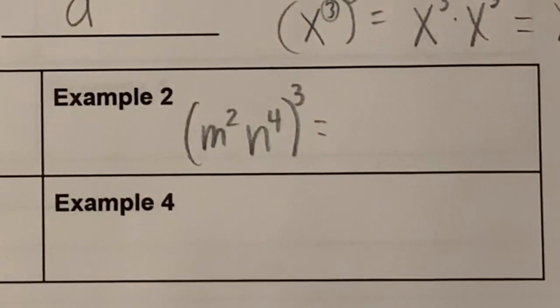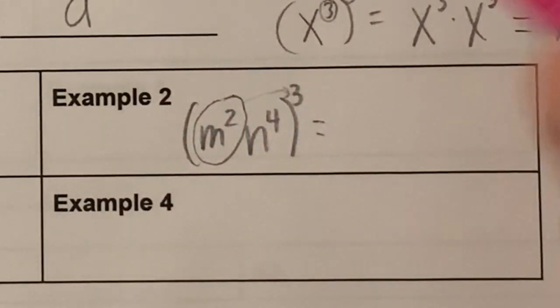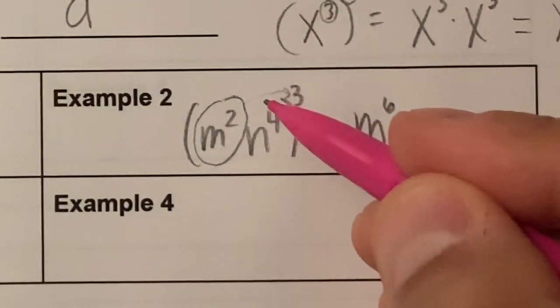I just need to do these separately. First, I have m to the second, raise that to the third power. So that's power to a power, and I multiply. 2 times 3 is 6. Now move on to the n.